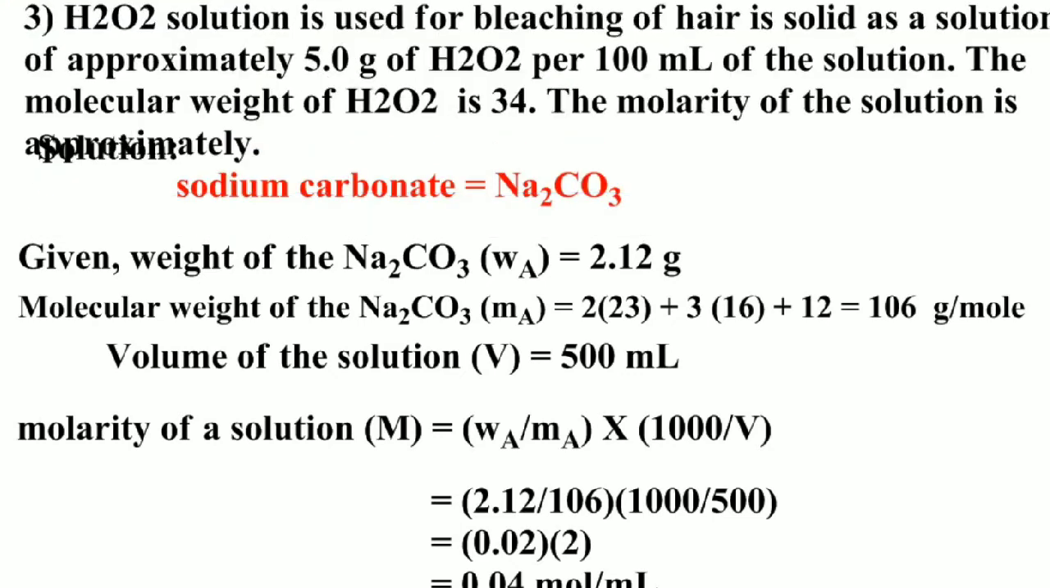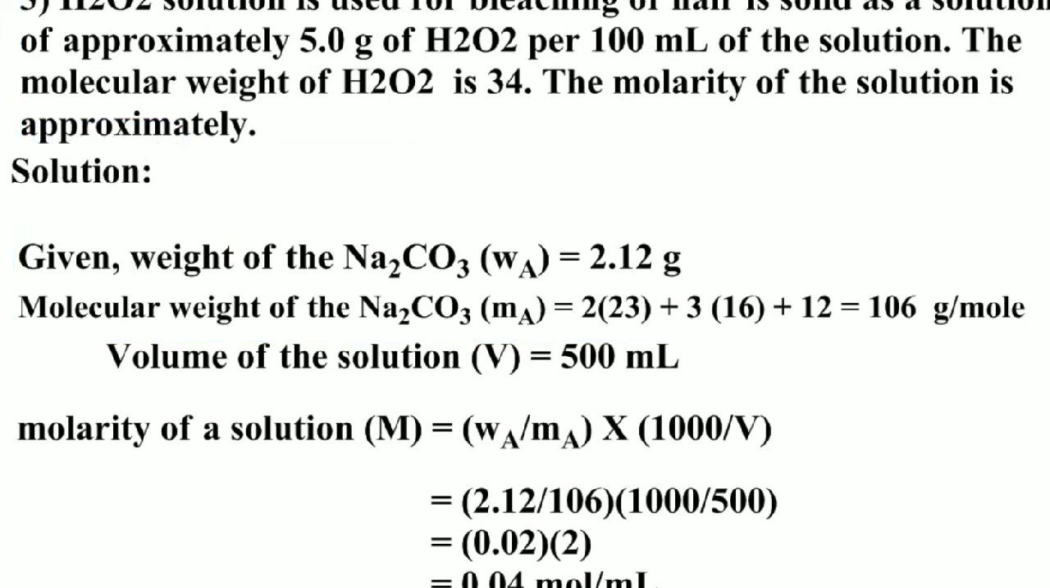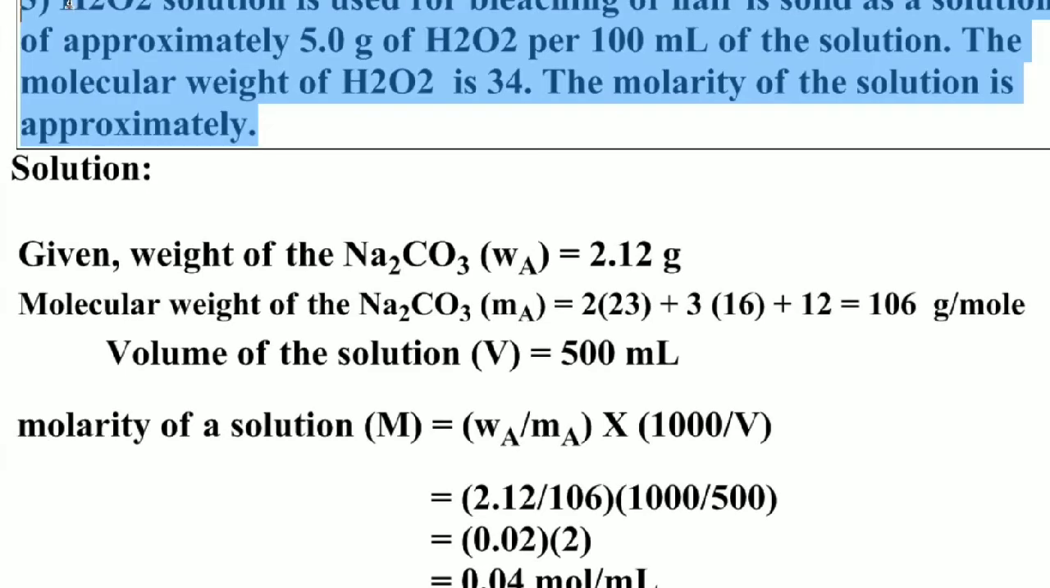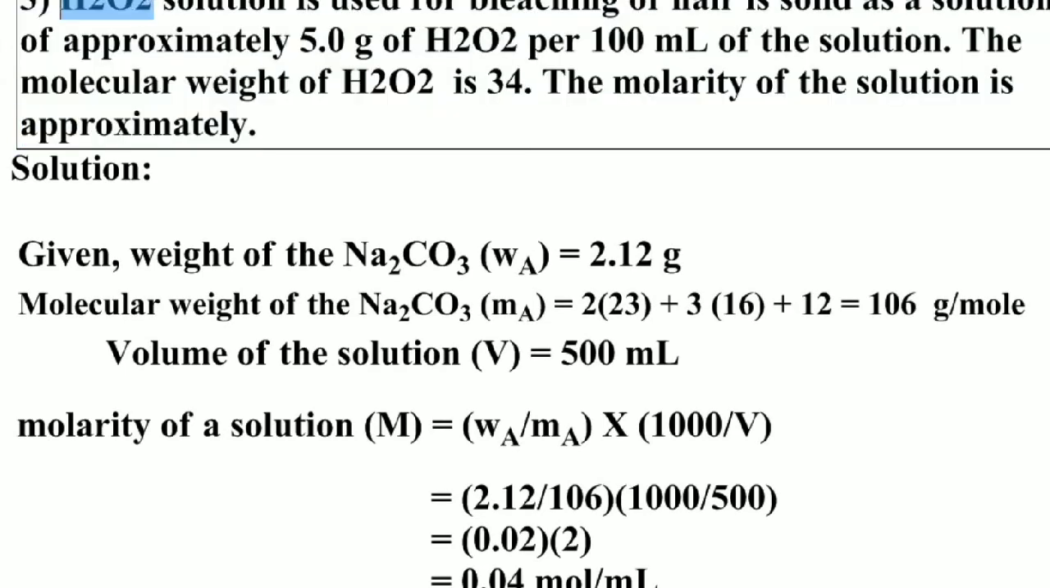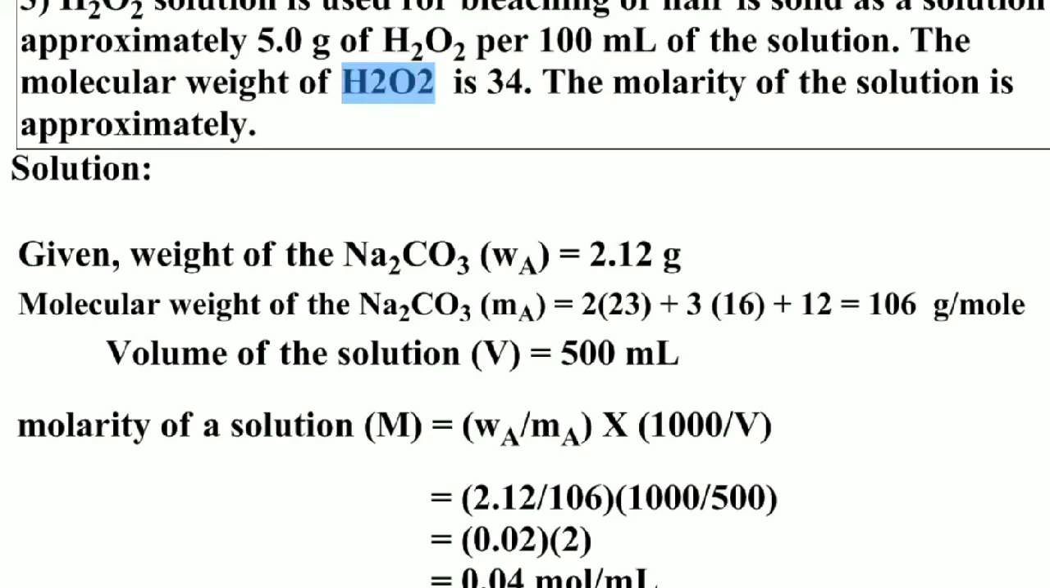So generally, hydrogen peroxide H2O2 solution is used for bleaching the hair. That is nothing but cleaning of hair. The bleaching solution is prepared by dissolving 5 grams of H2O2 in 100 ml of solution. The molecular weight of H2O2 is also given as 34.